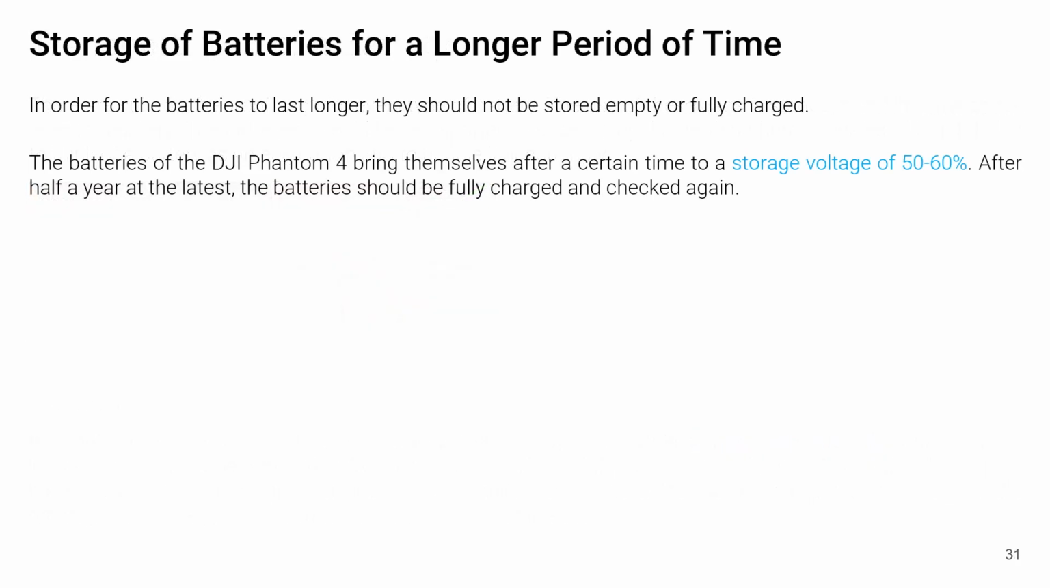In order for the batteries to last longer, they should not be stored empty or fully charged. The batteries of the DJI Phantom IV bring themselves after a certain time to a storage voltage of 50–60%. After half a year at the latest, the batteries should be fully charged and checked again.